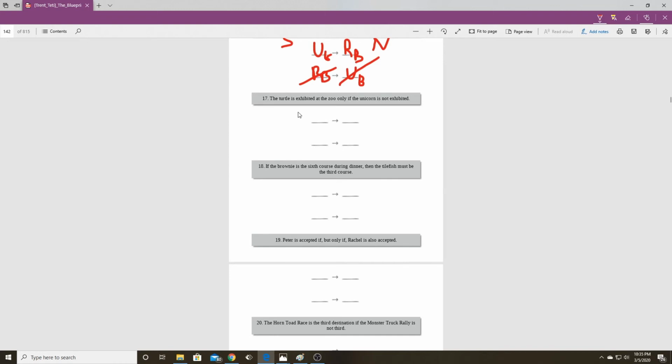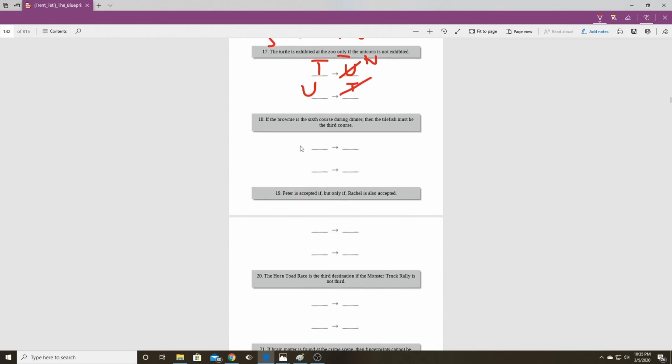The turtles exhibit at the zoo only if. So only if, which means it's the necessary, that's sufficient. Turtle, no unicorn. Unicorn, no turtle.